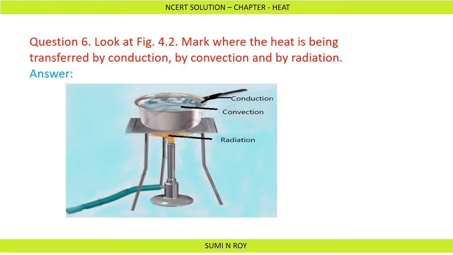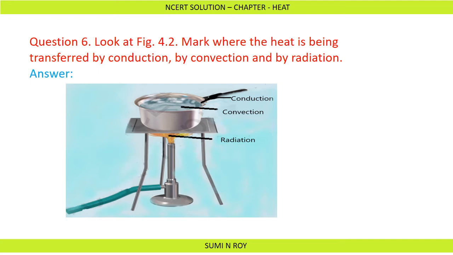Next question is a diagram. Mark where the heat is being transferred by conduction, by convection and by radiation. The heat gets transferred within the solid by the process of conduction. Here we can see the vessel is a solid, so the heat transfer within the vessel takes place by conduction. Now the water in the vessel becomes hot because of convection currents, and we receive heat from the fire by the process of radiation.